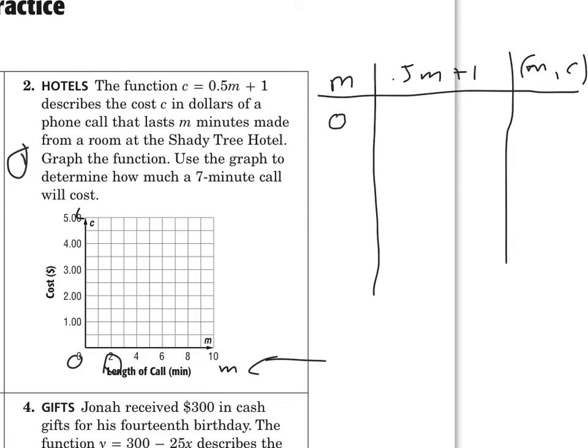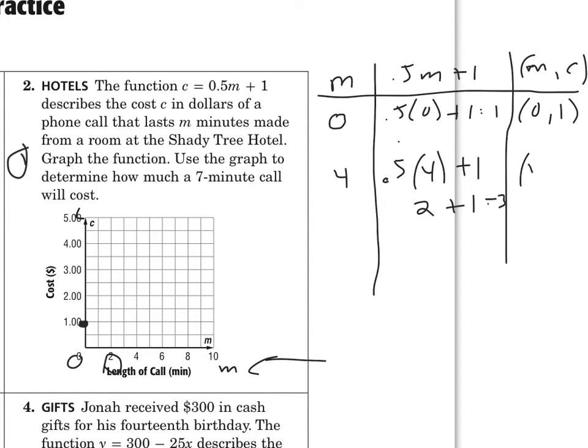So I'm going to start with the 0, and if I put in 0, I get 0.5 times 0 plus 1, which is going to be 1. So we get the point 0, 1. So that is this point on our graph. If I put in, I'm going to jump to the 4 because it just makes sense. So 0.5 times 4 plus 1. Half of 4 is 2, plus 1 is 3. So at 4 minutes, I'm going to pay $3. So at 4, we're going to be at $3 up here.